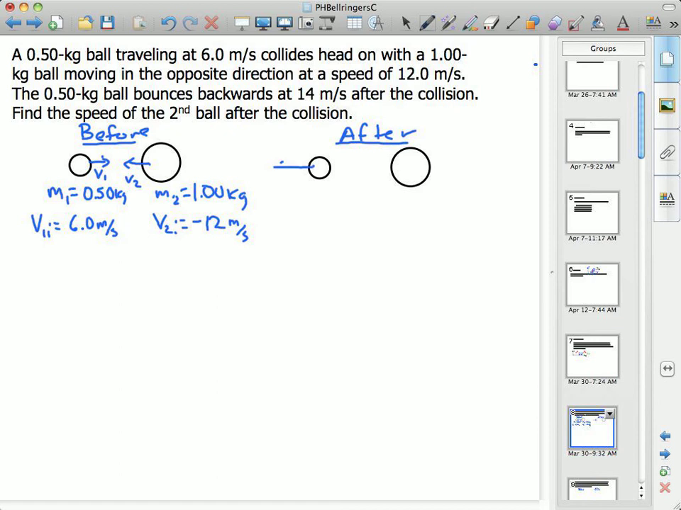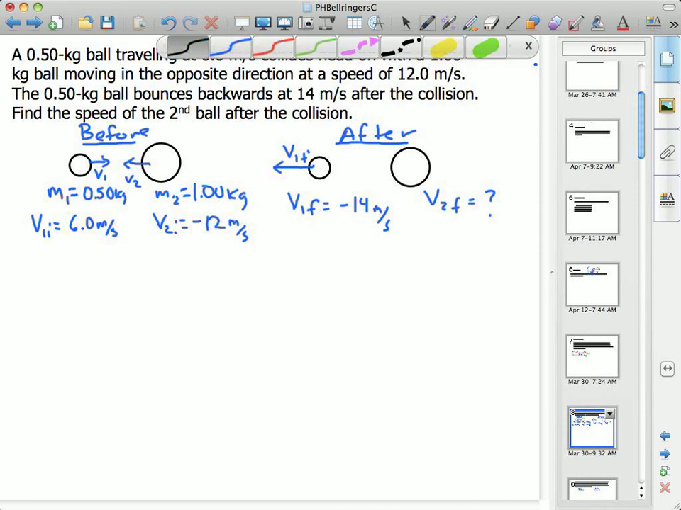The two objects collide, and after the collision on the right side, now the first ball bounces backwards in the opposite direction. We'll call that v1 final, and that is equal to negative 14 meters per second, because the momentum of the first ball was affected by the momentum of the second ball. But what we want to figure out is, what is the velocity going to be of ball 2? If momentum is conserved, we can use the conservation of momentum formula. Initial momentum equals final momentum, or Pi equals Pf.